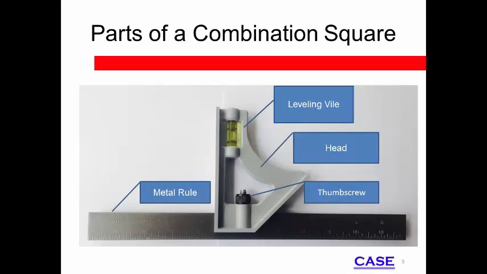The first tool we will examine is the combination square. The thumb screw is loosened to slide the head of the square along the metal rule called the blade. The leveling vial can be used to determine if the board is straight or level.